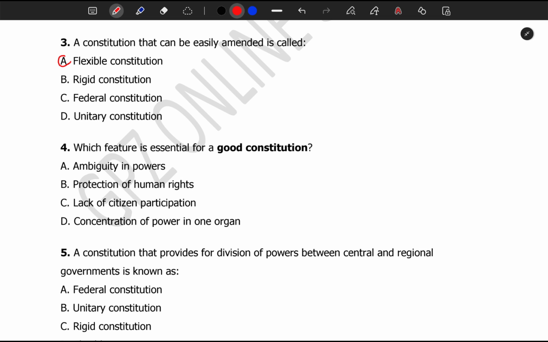3 says a constitution that can easily be amended is called. This is a flexible constitution. So it can easily be amended by ordinary legislative procedures. You don't need a lot of things.